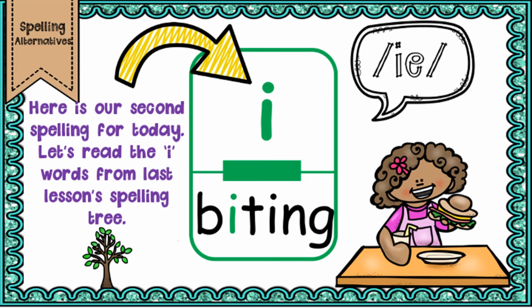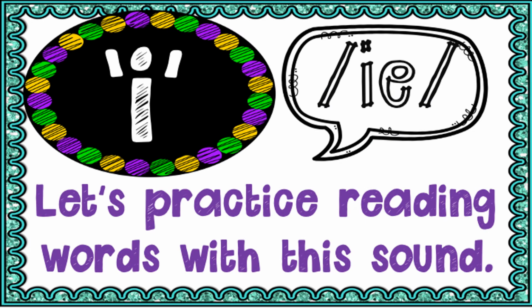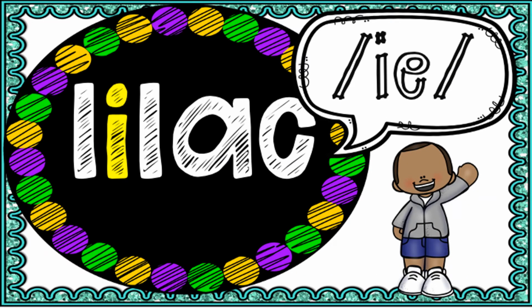Now here with the I, biting. This is from last lesson's spelling tree. Now this is I consonant E. So the word bite is your base word, and the sneaky E makes the I say its name. Now if you look at this one, the word bite, B-I-T-E, the sneaky E makes it say its name. But here you've got I saying its name all alone. So this word lilac, your I is going to say its name. Let's practice reading these words, but our I is going to say its name instead of short I.